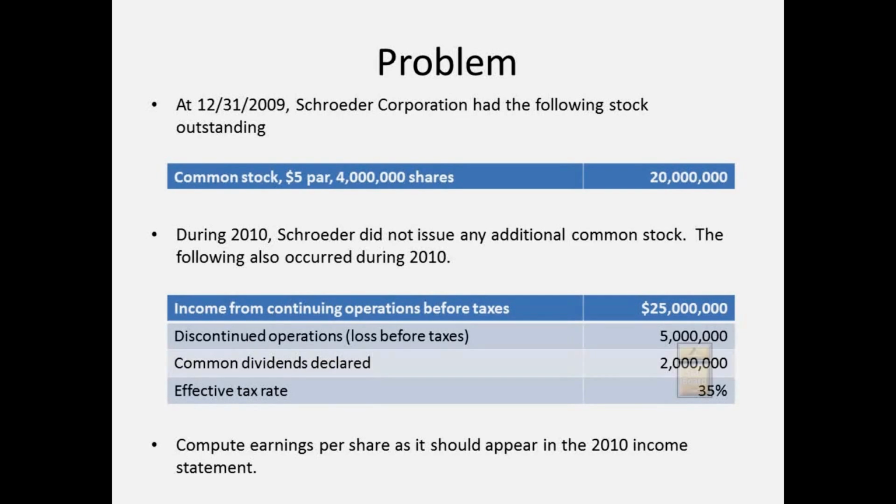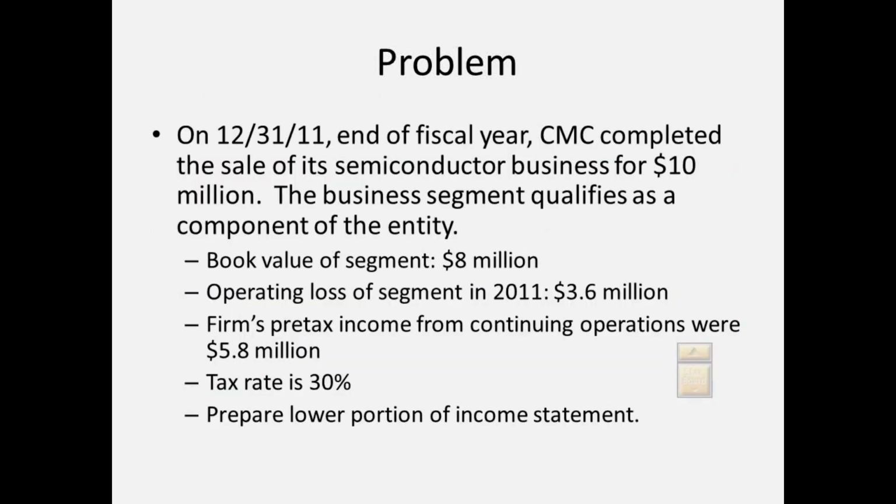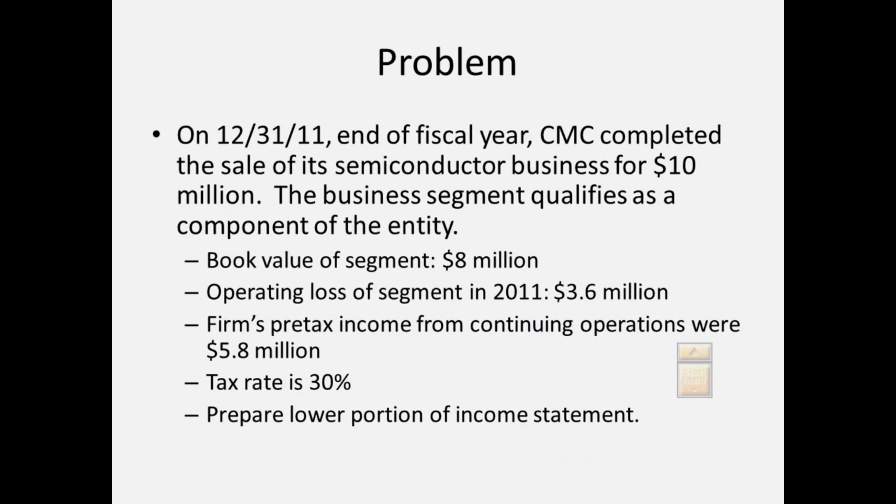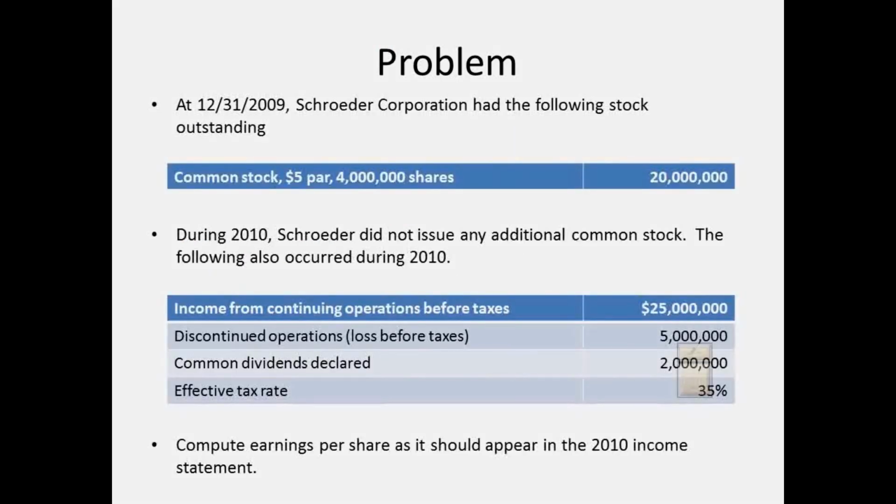They have income from continuing operations before taxes. Discontinued operations before taxes, it's a loss. Okay? They declare dividends. They have a 35% tax rate. What is their earnings per share? So how are you going to go about doing this? Well, you want to do exactly like this. You want to first do this, taxes, earnings from continuing operations, net income, and then divide by common shares outstanding. So let me give you 5 minutes to play around with that.